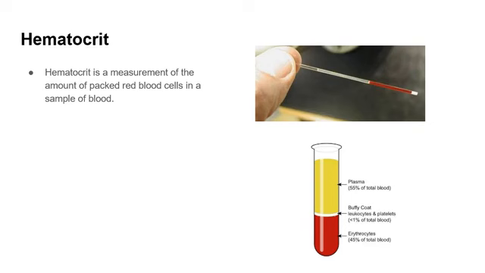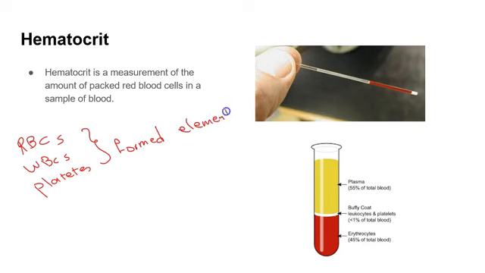Okay, next concept is about blood physiology. Blood is made up of several components. We have red blood cells, or erythrocytes, white blood cells, or leukocytes, and platelets, which we call formed elements, and then the liquid part of the blood is called plasma.